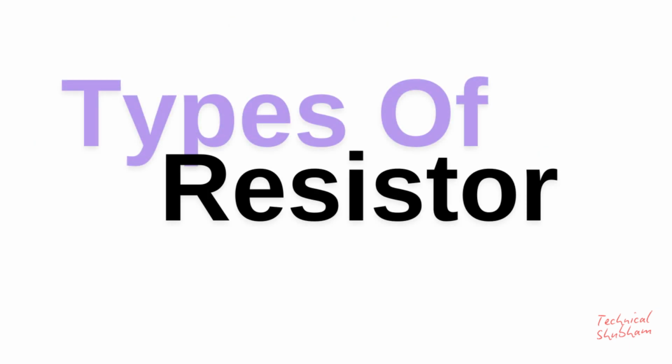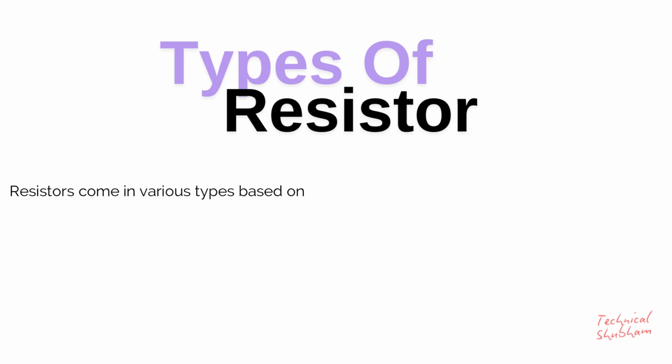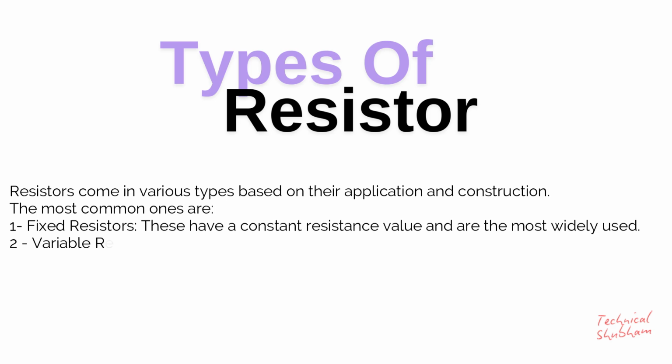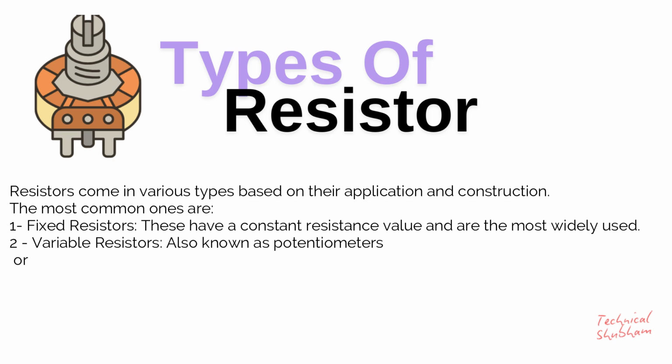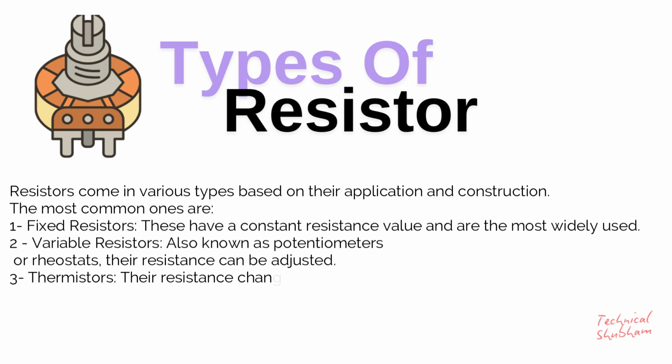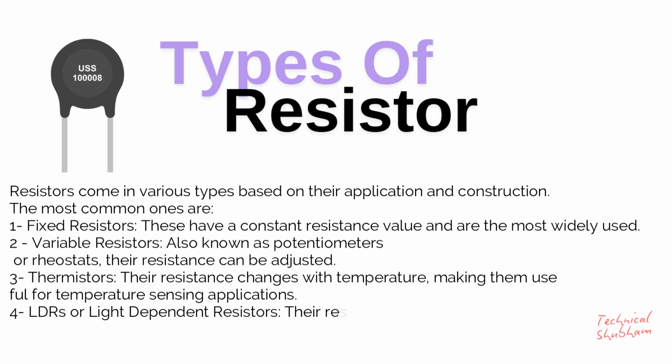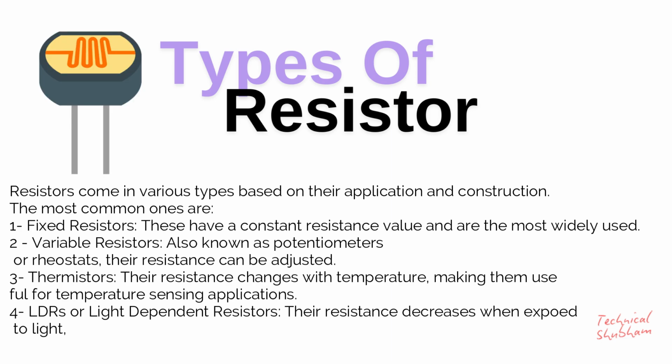Types of resistors. Resistors come in various types based on their application and construction. The most common ones are: 1. Fixed resistors. These have a constant resistance value and are the most widely used. 2. Variable resistors, also known as potentiometers or rheostats. Their resistance can be adjusted. 3. Thermistors. Their resistance changes with temperature, making them useful for temperature sensing applications. 4. LDRs, or light-dependent resistors. Their resistance decreases when exposed to light, often used in light-sensing circuits.